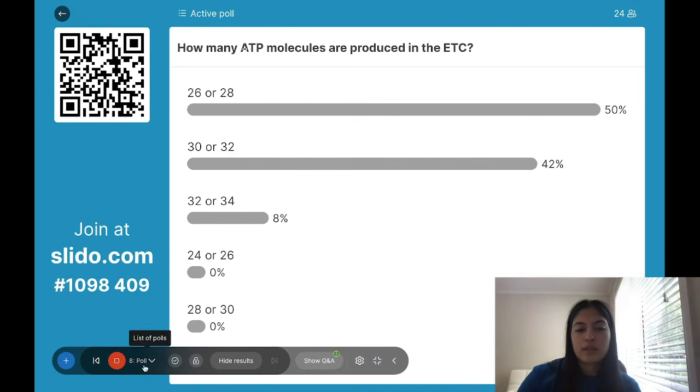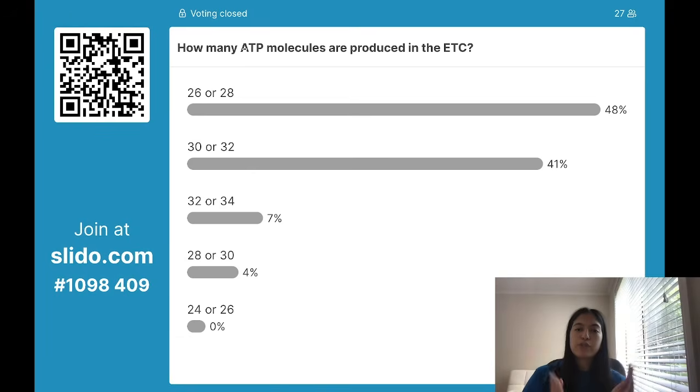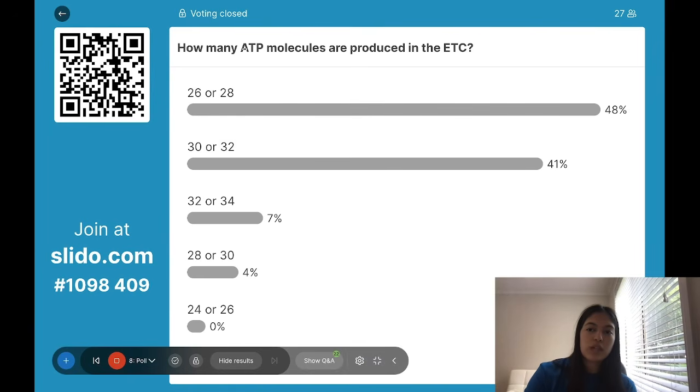Okay. I know we do want to get into answering some questions soon, so I'll stop the voting there. Yeah, 26 or 28. So that is in the ETC, plus our 2 from the Krebs cycle, plus our 2 from glycolysis. That means the overall of aerobic respiration is 30 or 32, but in the ETC itself, 26 or 28. So yeah, just be mindful of that.